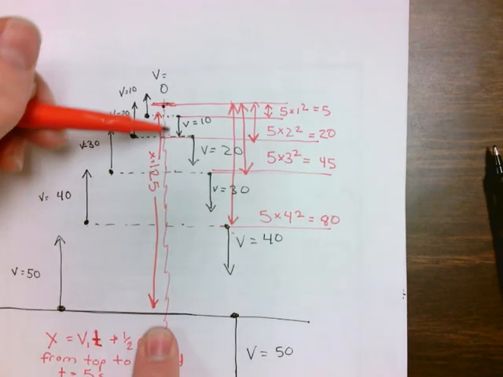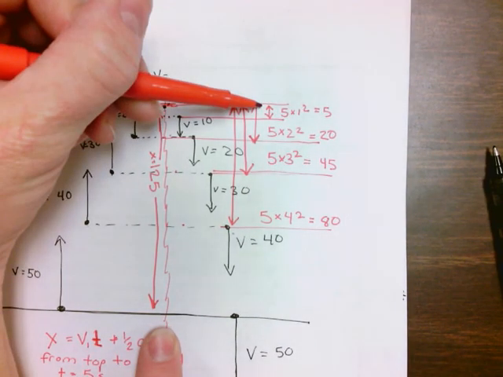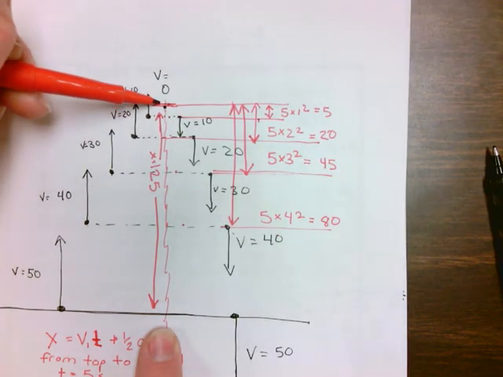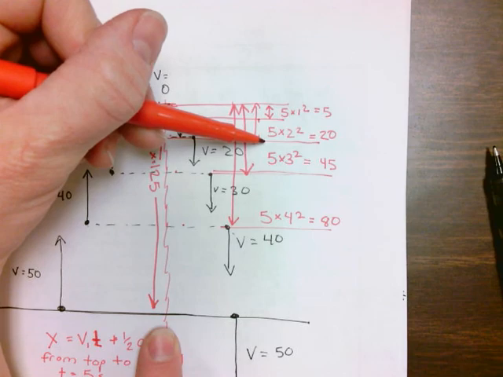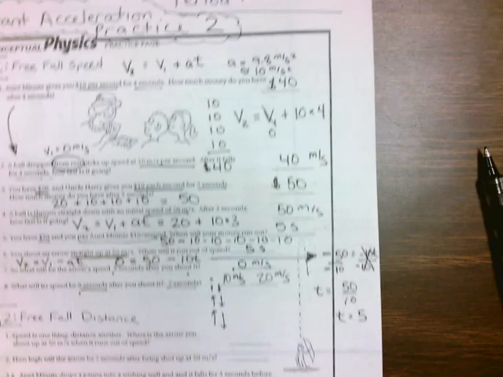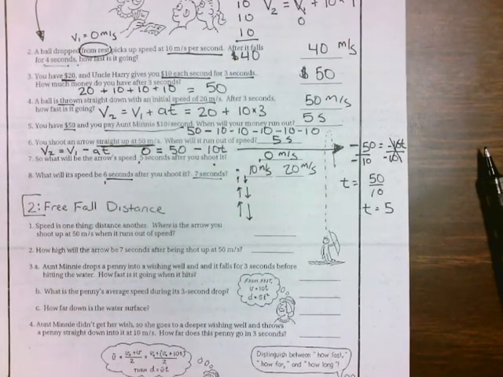Okay, and so we know it's ground to the top is 125, so from the top 1 second down is 125 minus 5, that's 120. From the top 2 seconds down, 125 minus 20, and so on. Okay, so that lets us answer our free fall distance. We've had to think about the arrow second by second by second.